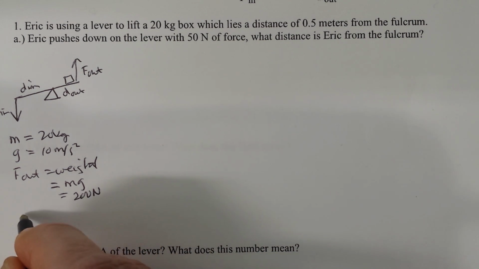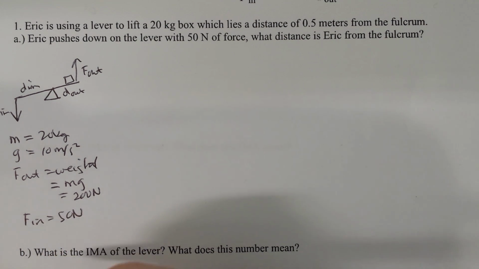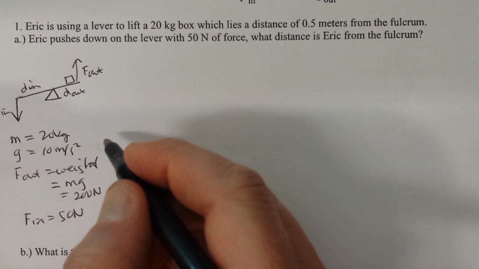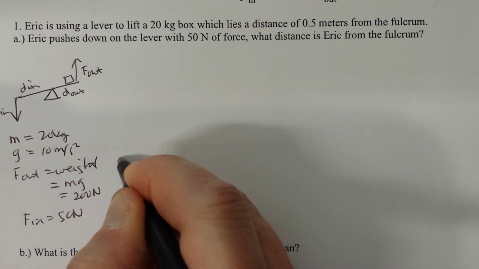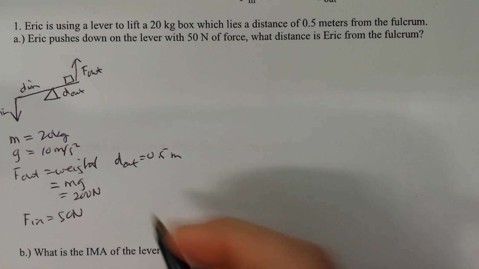Okay, I'm also given my F in. We're told that he's pushing with 50 newtons. Alrighty, so now I'm going to look at my distances. We're told that on the output side the box is 0.5 meters from the fulcrum, and we're asked what distance is Eric from the fulcrum, so that would be D in, and that's going to be our target variable.